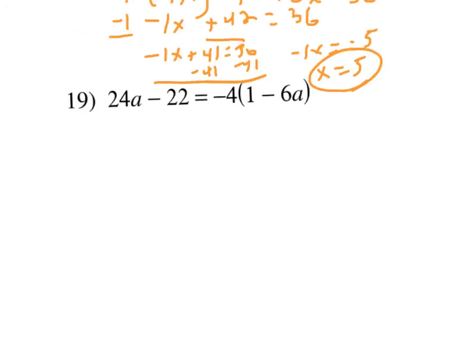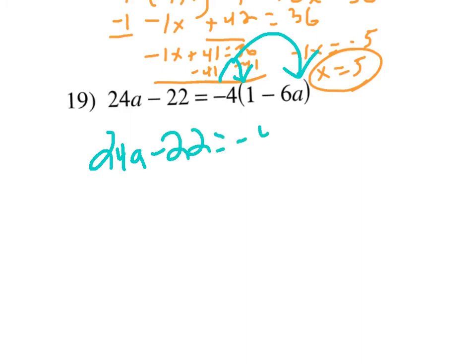And for 19, the last problem I'm demonstrating this evening, we have 24a minus 22 equals negative 4 times the quantity 1 minus 6a. I change colors. Distribute the negative 4. 24a minus 22 equals negative 4 plus 24a. I got the negative 4 from negative 4 times 1, and the 24a from negative 4 times negative 6a. Now we're left with 24a minus 22 equals negative 4 plus 24a.